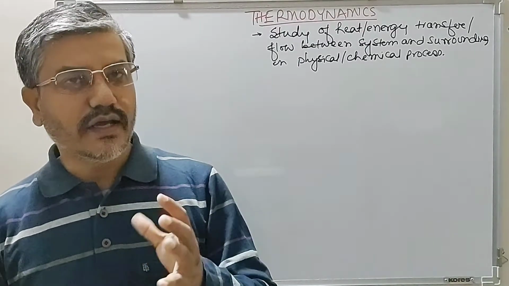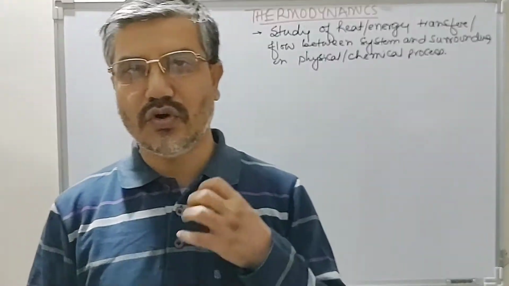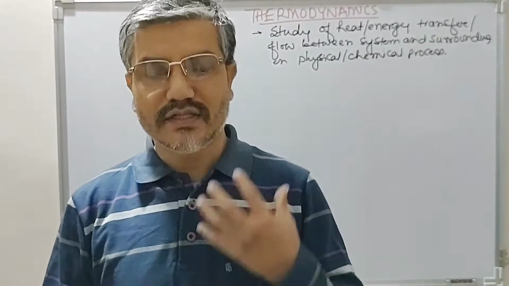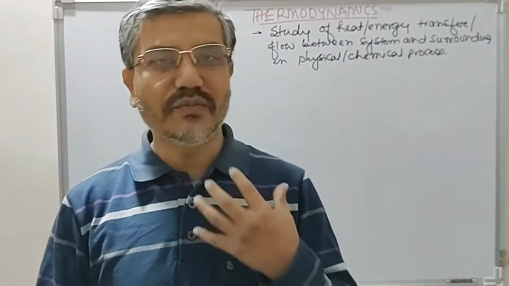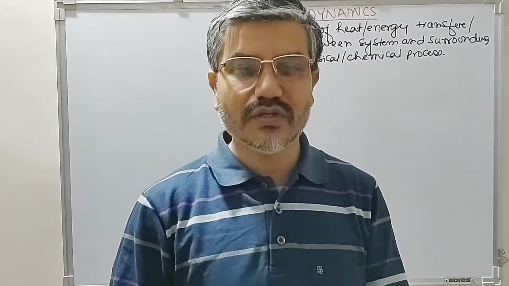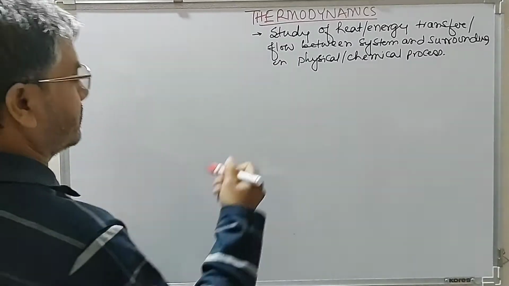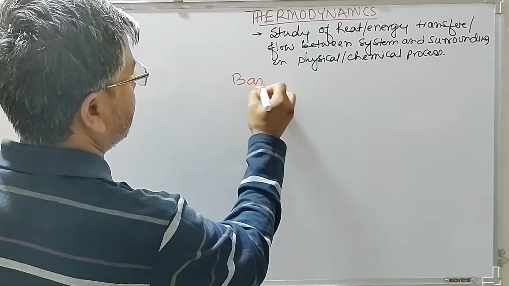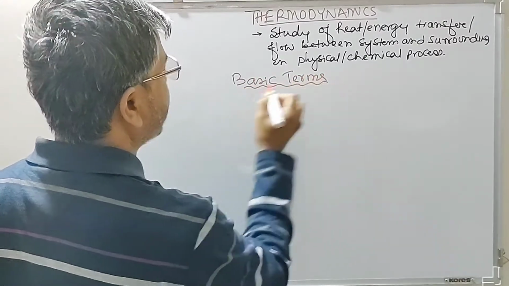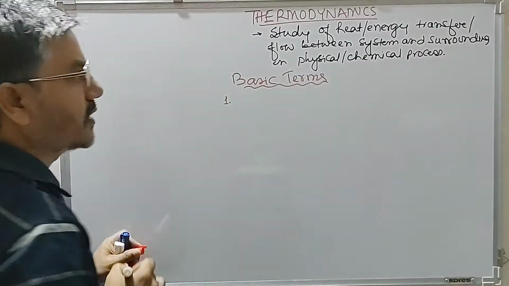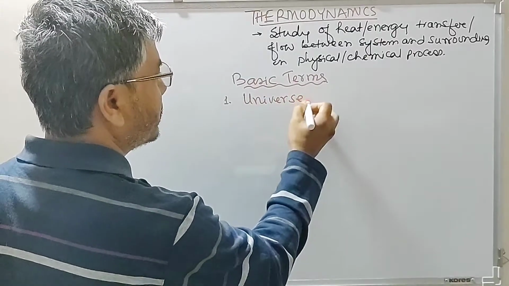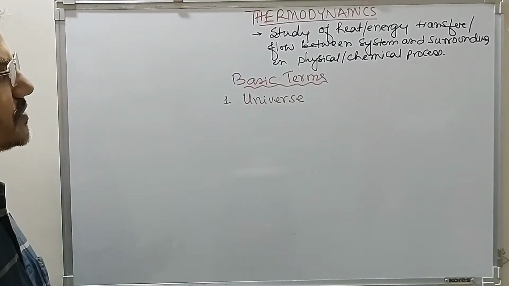Now, having learned the scope, advantage and disadvantage of thermodynamics, before starting we have to be familiar with some basic terms that we often use in thermodynamics. So coming to the basic terminology, the basic terms used in thermodynamics, the first term that comes to our mind is universe. Universe is a basic term which is often used in thermodynamics.